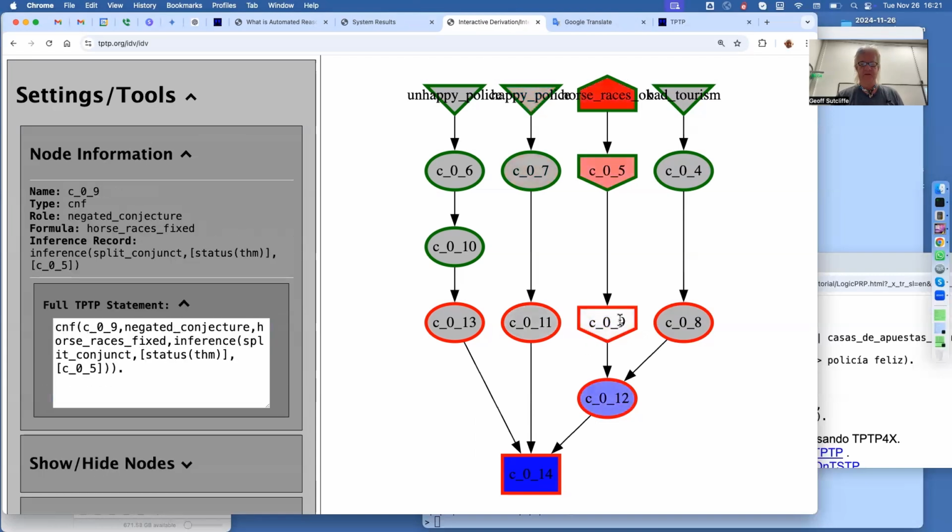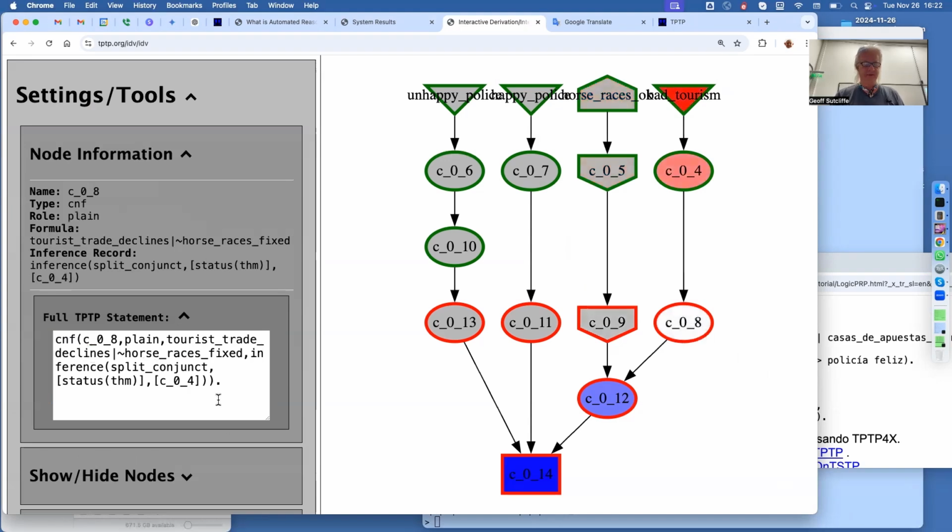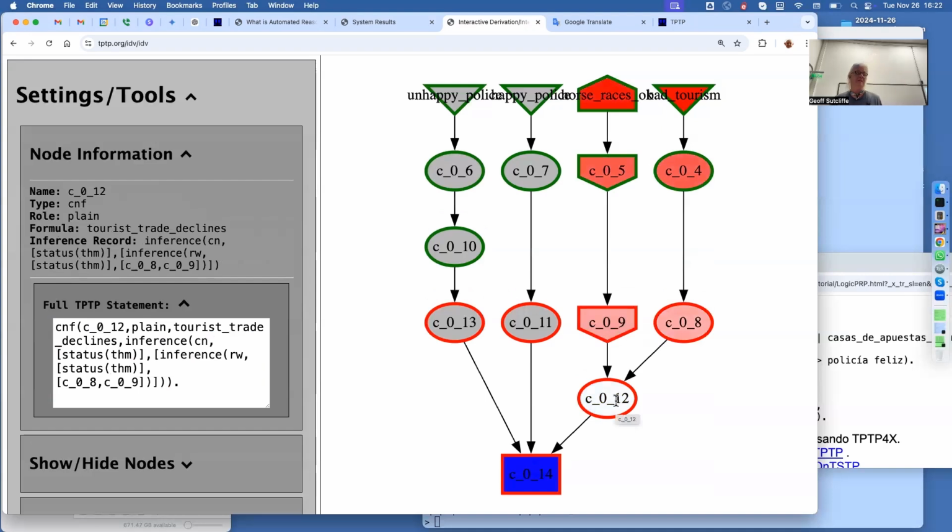That's the conjecture. So number 9, the upside down, is horse races fixed. And we join horse races fixed, number 9, with number 8. Number 8 says tourist trade declines or not horse races fixed. But that's number 8. Number 9 says horse races are fixed. So what do we know? Tourist trade declines. Because we have the positive, we know that the horse races are fixed. That's number 9. And so it must be that the tourist trade declines. Number 12 is the tourist trade declines.